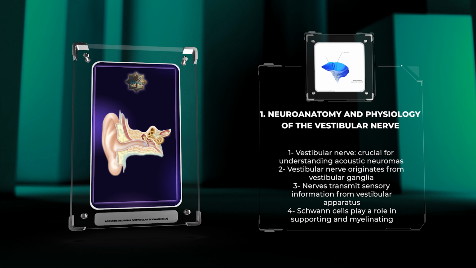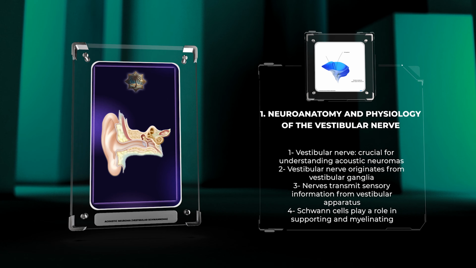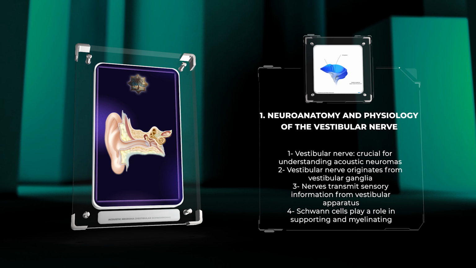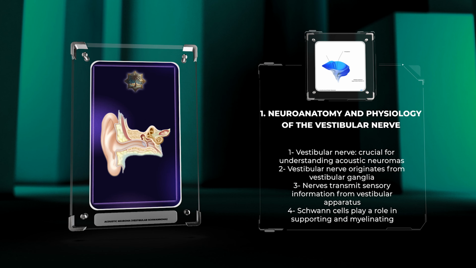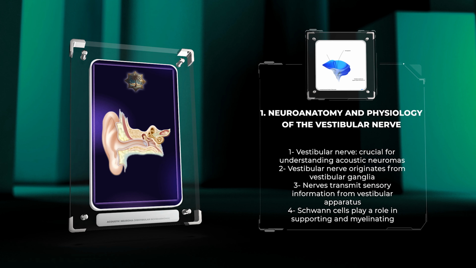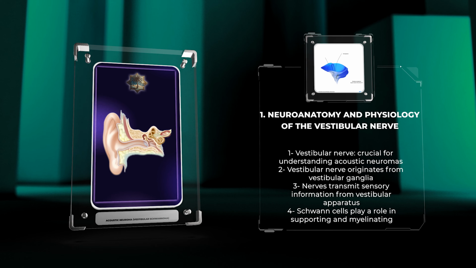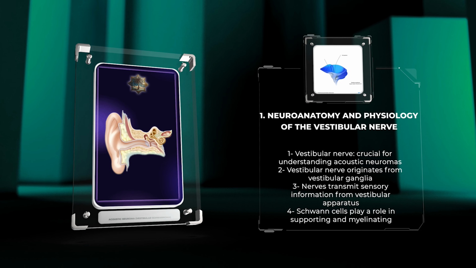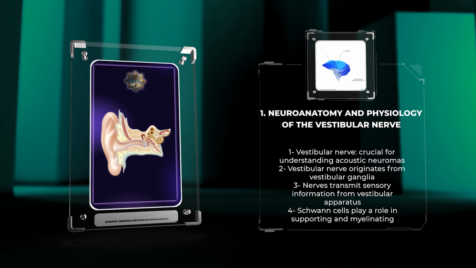Schwann cells play a vital role in supporting and myelinating vestibular nerve fibers. Unfortunately, neoplastic transformation of these cells can lead to the development of vestibular schwannomas. Vestibular schwannomas disrupt normal vestibular nerve functioning as they grow, resulting in symptoms like hearing loss, tinnitus, vertigo, and imbalance. A deep understanding of the neuroanatomy and physiology is necessary for accurate diagnosis and management of vestibular schwannomas.